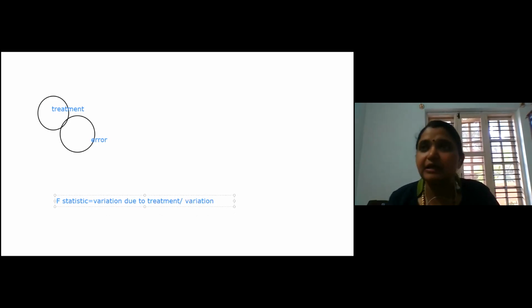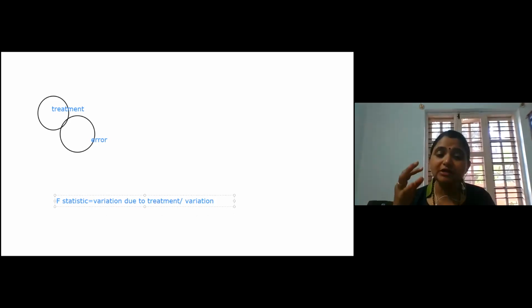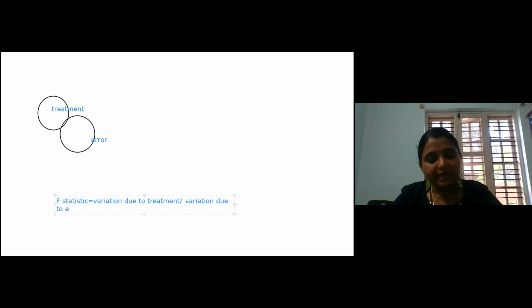The meaning of error here is not the English meaning. Here the meaning of error is what is not explained. This error term is totally missing here. I'll come back to why I said there is an error in the model. Error we cannot find directly. Error is calculated as total minus treatment, if it is one-way ANOVA.